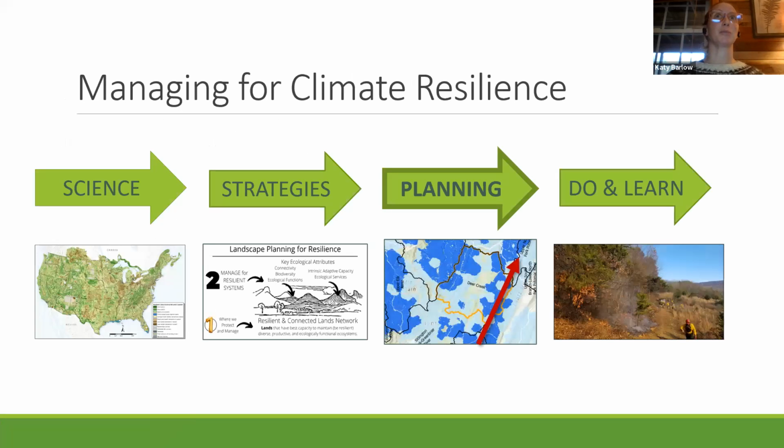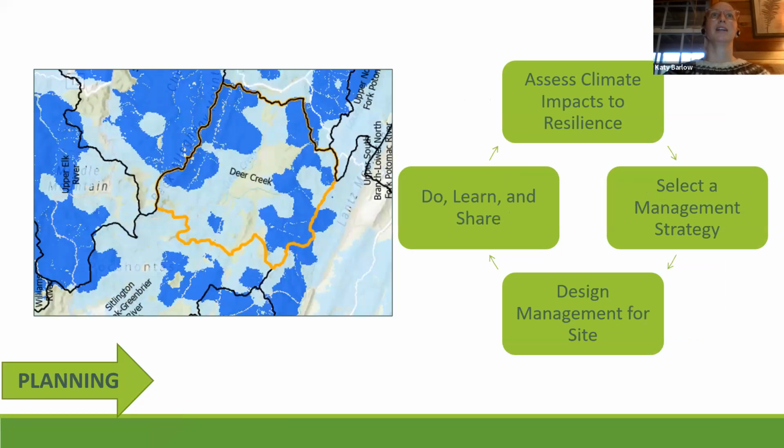And next we'll cover some of the planning components that we talk about and work through in our managing for climate resilience guidance. We share an adapted framework for adaptive management. So you might want to start with assessing climate impacts to resilience. And then once you understand the impacts of climate to the system, that will help inform how you select a management strategy. So, do you need to resist? Do you need to start transitioning? How is that going to help you reach your goals? And then work towards designing management for that site. And then, of course, implementing, learning, and sharing.